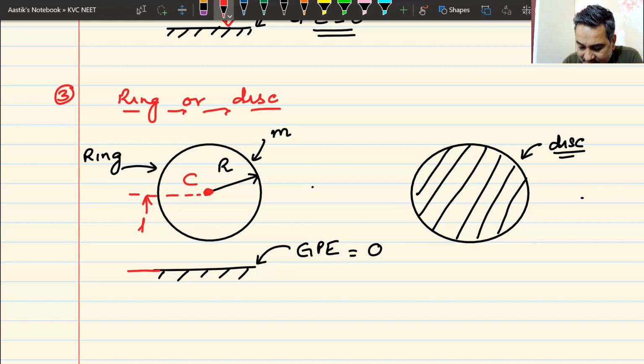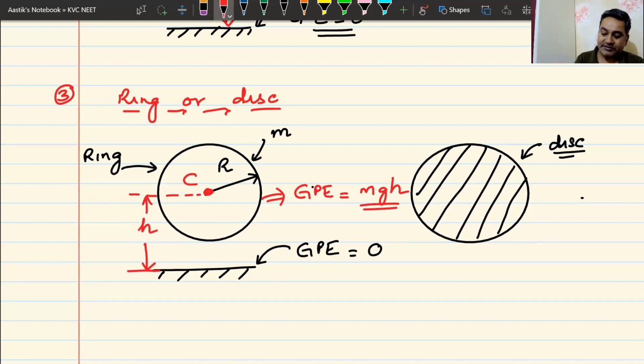If I say that this height is h, well, I have my answer: the gravitational potential energy of this ring will be equal to mgh. If you remember these things, this is much more than enough that you will ever require to study in this particular topic.